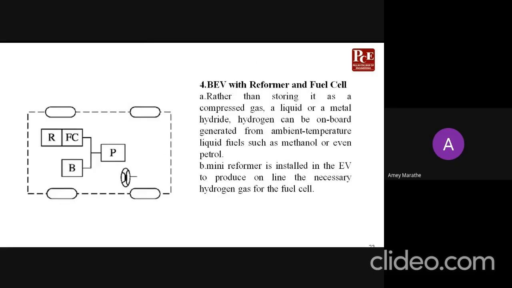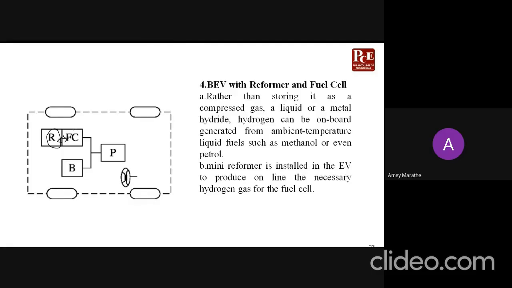Fourth configuration, so here you see the fuel cell is connected with reformers. Now the problem with using a fuel cell is the supply of hydrogen. So either you need to generate hydrogen on board, so that you can have a continuous supply of hydrogen, or you can produce hydrogen on the vehicle itself by using a reformer. So there is something called a reformer, which produces hydrogen with some chemical action.